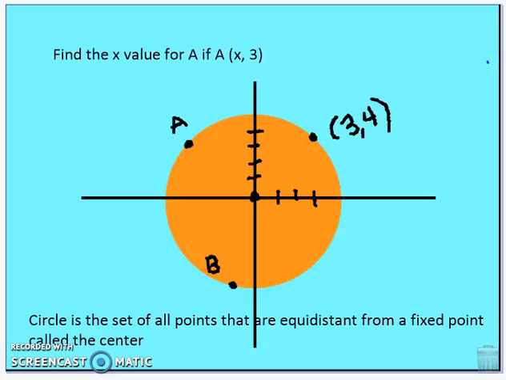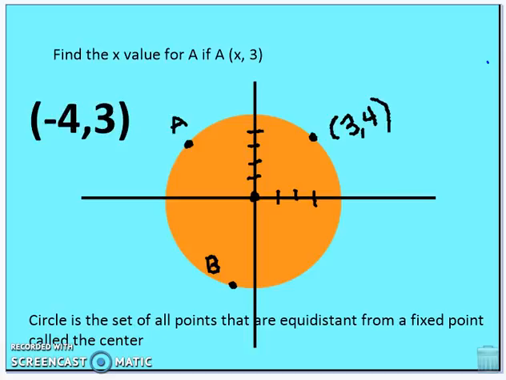All right, so now we're going to assume that point A has a value of (x, 3), and I want you to figure out what the value is for x, given that the radius remains the same at 5. I'm going to pause here while you figure that out. All right, you should get (negative 4, 3).